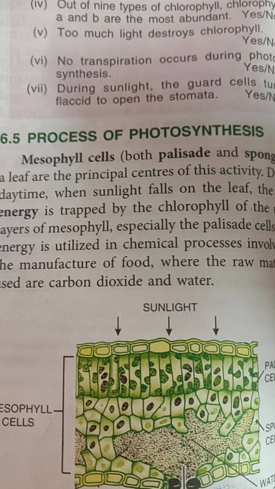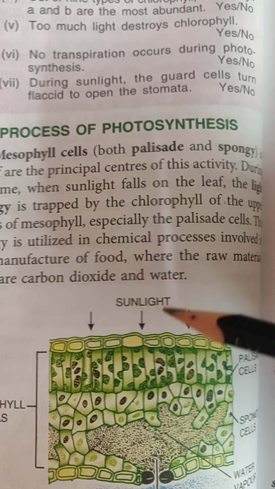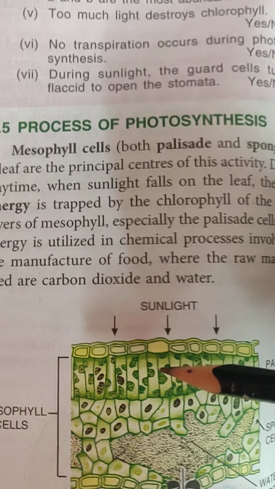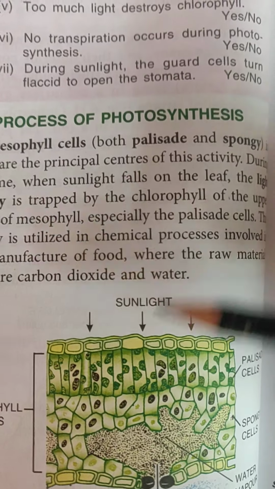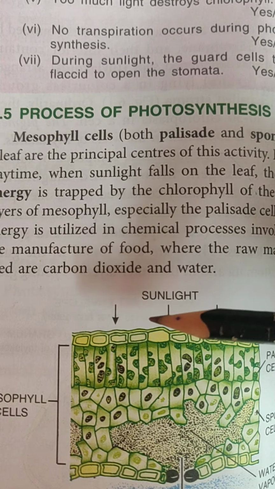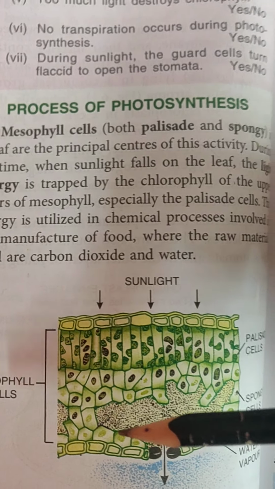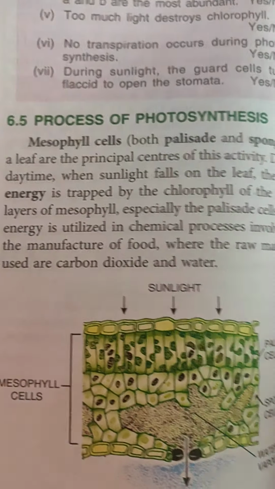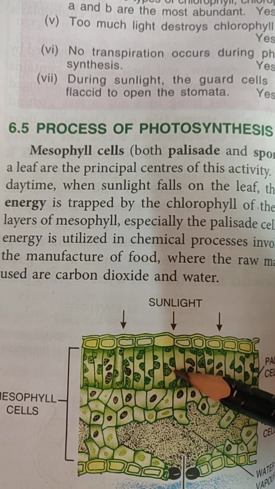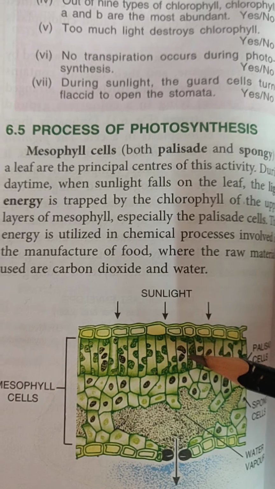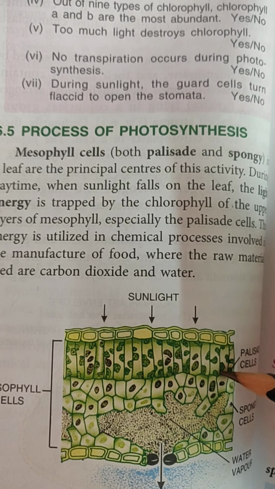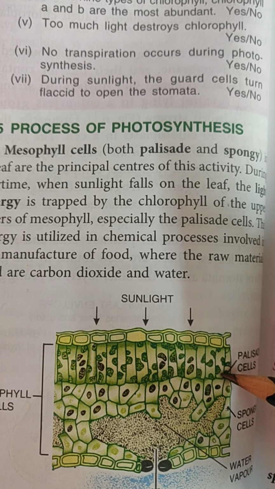Good morning, students. Today we will discuss photosynthesis. Last time we discussed that photosynthesis occurs in the mesophyll cells, which lie in between the upper and lower epidermis. Now, during daytime, the light energy is trapped by the chlorophyll, as we have learnt earlier, and mostly it happens on these upper layers of mesophyll cells, which are also known as palisade cells.